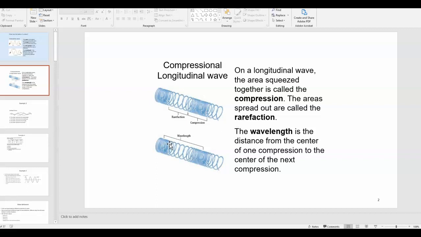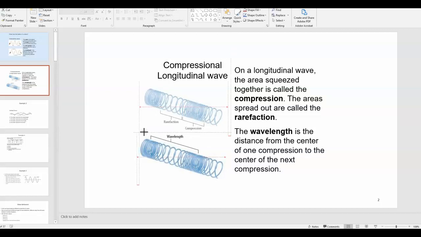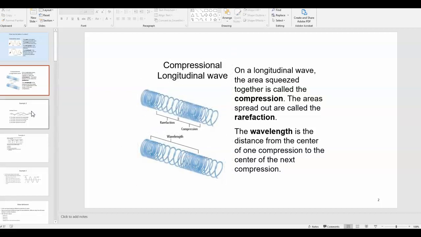You basically pick one point on the wave and you keep going until you get to the next equivalent part of the wave. And so you could go from one compression to another compression, which is what you see here in this picture. Make it a little bit bigger. Or you can go from one rarefaction to the next rarefaction. Either way, that's still one wavelength.